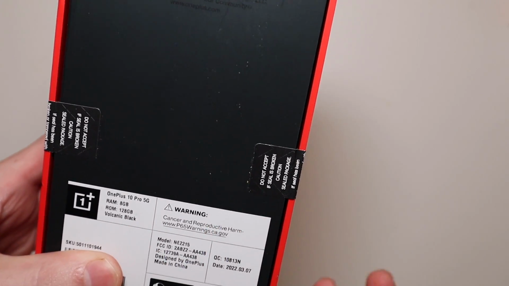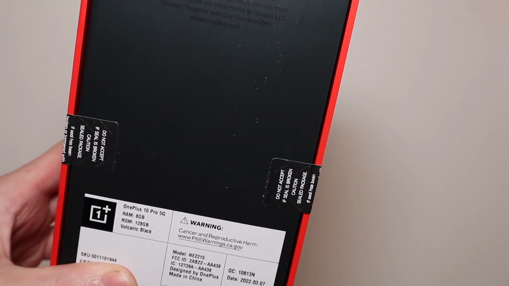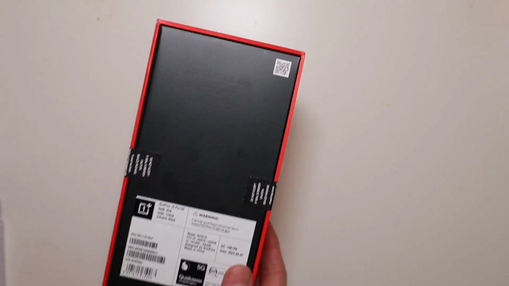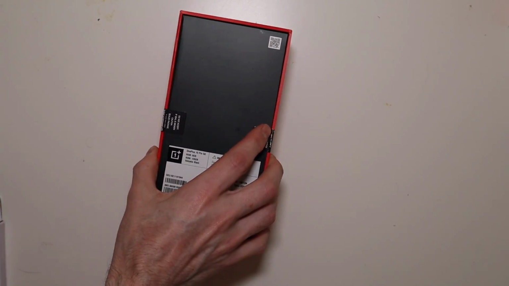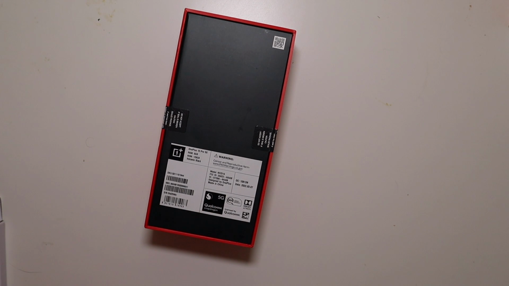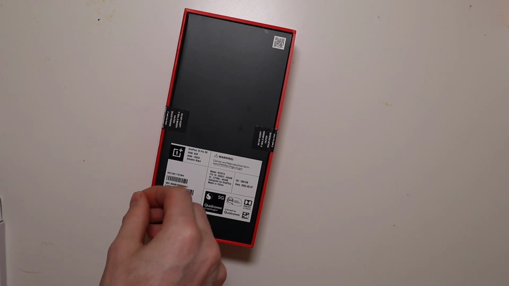As of right now, it's only available in 128 gigabytes of storage and 8 gigabytes of RAM, which is kind of disappointing because OnePlus used to be known for their 256 gig versions with 12 gigs of RAM. But that being said, I never really used the full 12 gigs of RAM, so not really a big issue.